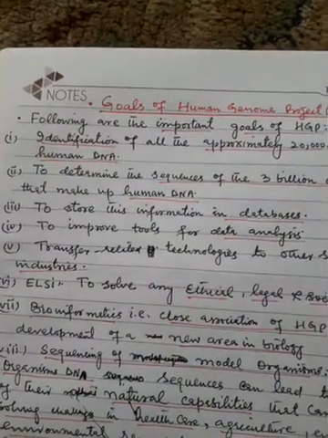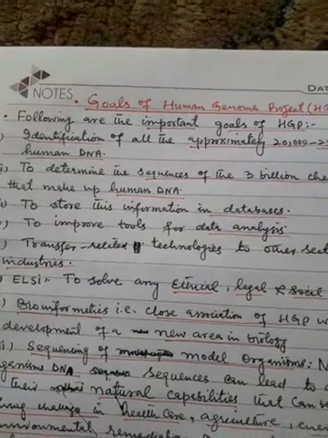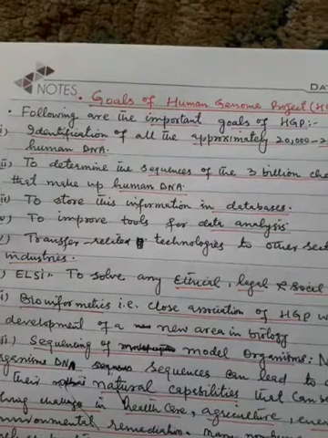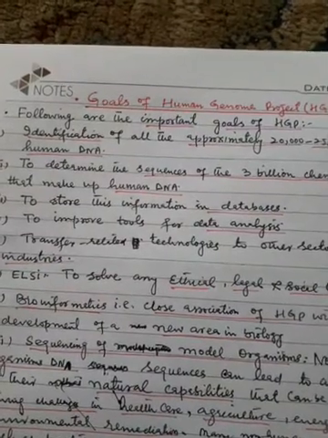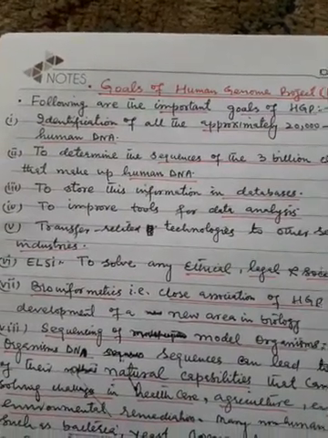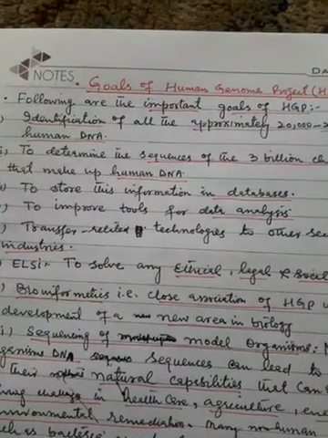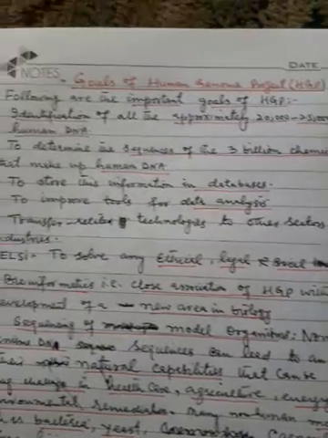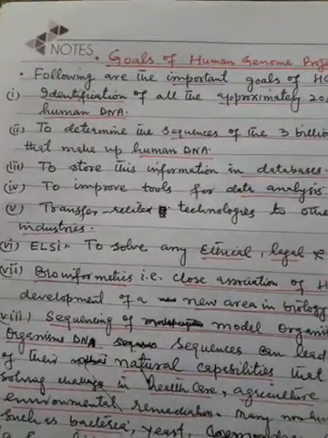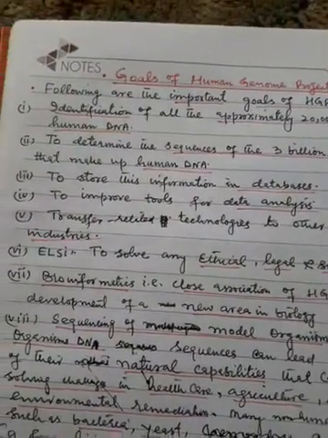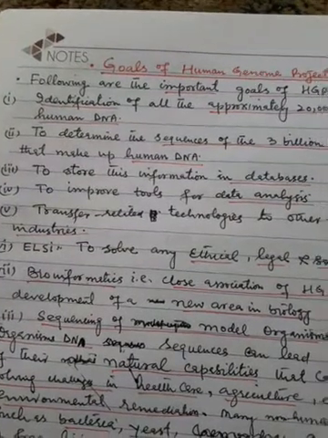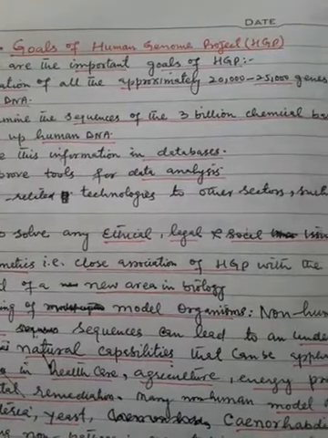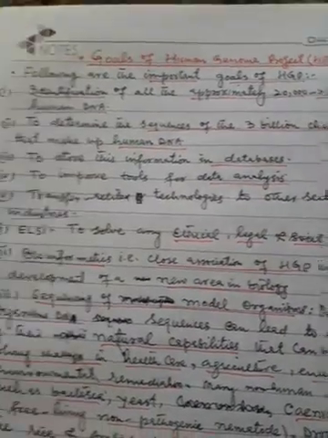Number third, to store this information in databases. Number four, to improve tools for data analysis. Number five, transfer related technologies to other sectors such as industries. Number sixth, ELSI, to solve any ethical, legal, and social issues.